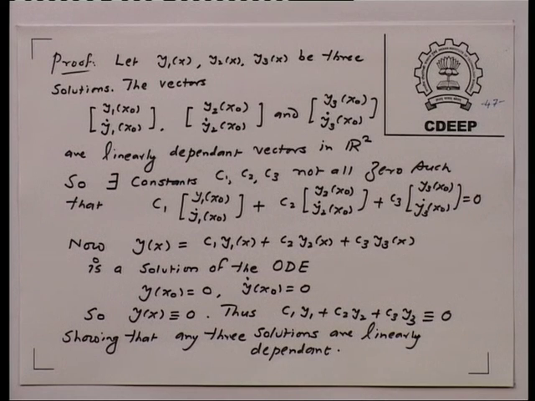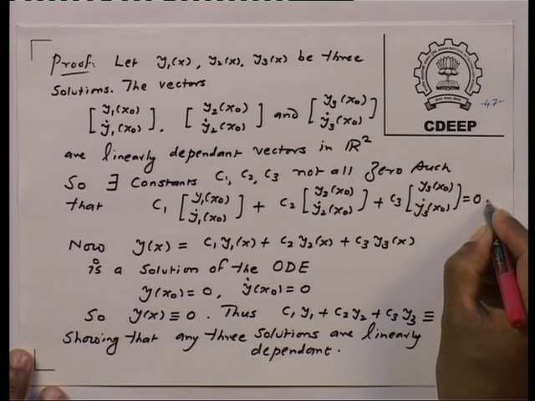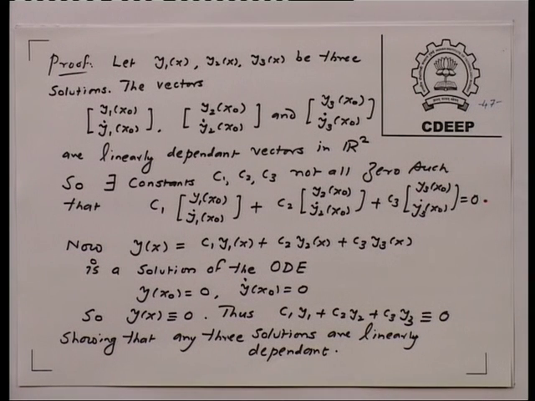Correct. So, now let us look at y of x equal to C1 y1 plus C2 y2 plus C3 y3. That is also a solution of our ODE, correct. Calculate its value at x naught. What are you going to get? What is y of x naught? C1 y1 of x naught plus C2 y2 of x naught plus C3 y3 of x naught. What is that? 0, correct, because of this condition, correct. And the same thing is the case for the derivative also.